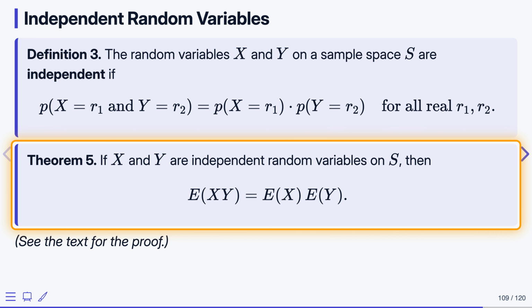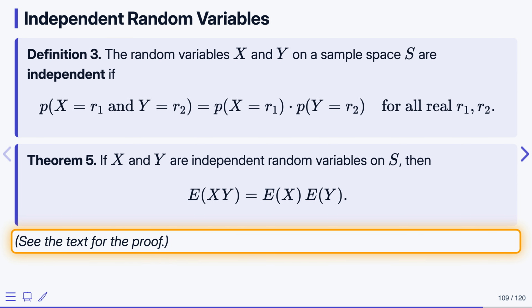Theorem 5 gives a useful consequence. For independent random variables, the expected value of their product equals the product of their expected values. Be careful, without independence this multiplication rule can fail. The proof is in the text.